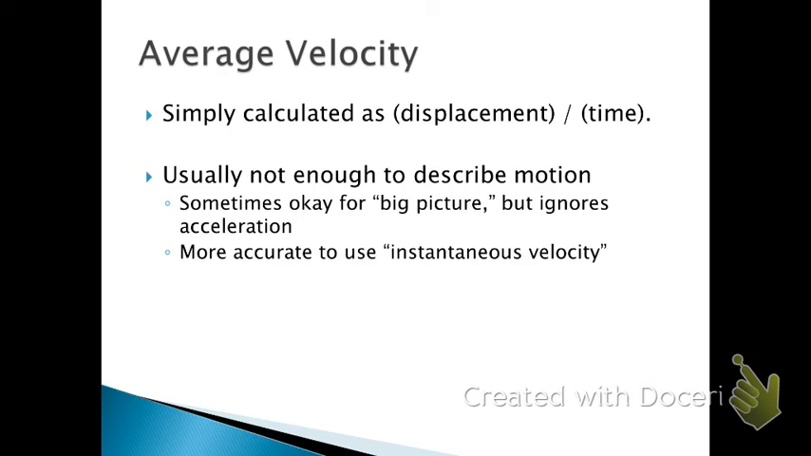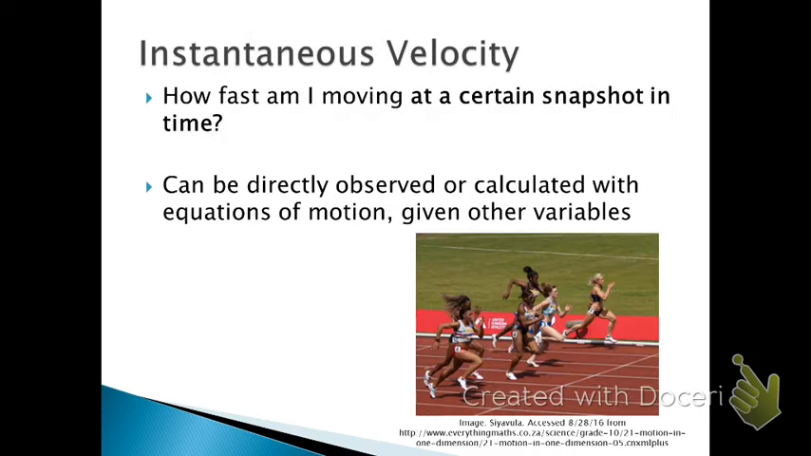But if we're looking at where is something going to be and when is it going to be there, instantaneous velocity is a much better way to go. Now, instantaneous velocity is how fast am I moving at a certain point in time. At this moment, how fast am I moving? You can either observe it directly if you've got photographic evidence, or you can calculate it given some other variables. And that's what we're going to look at today. How do I calculate where I am at a certain time? How do I calculate how fast I'm going at a certain time based on other parameters of my motion?